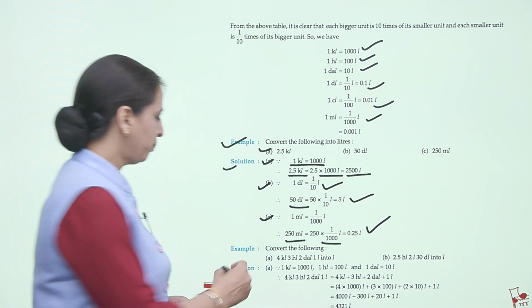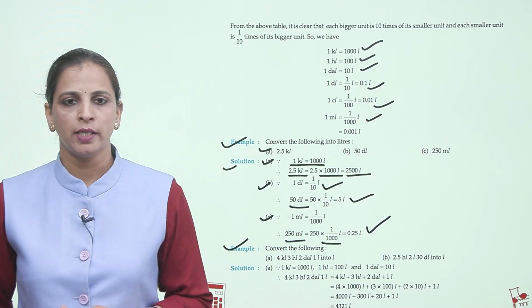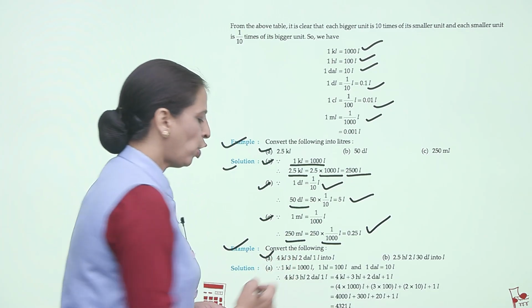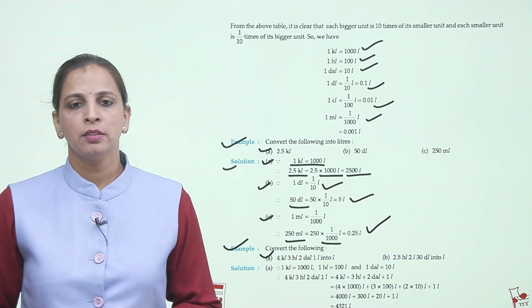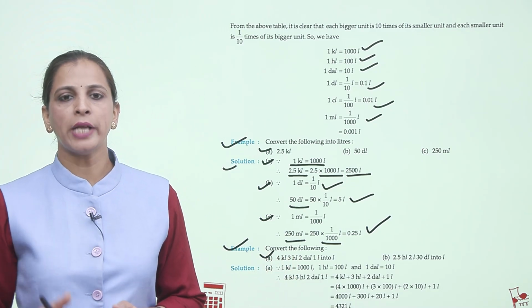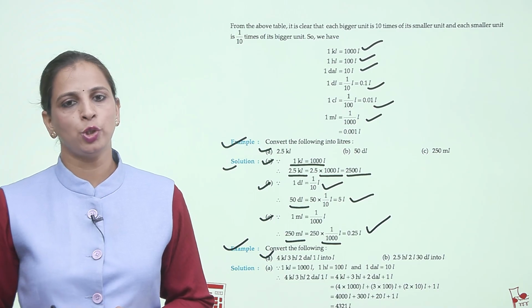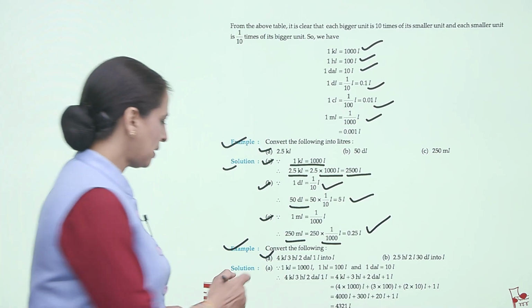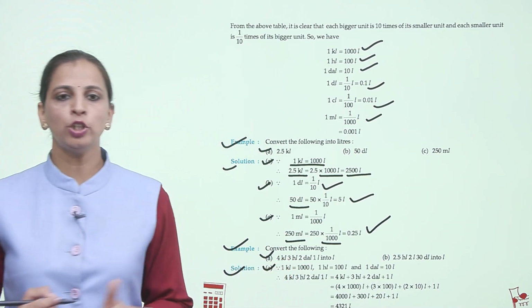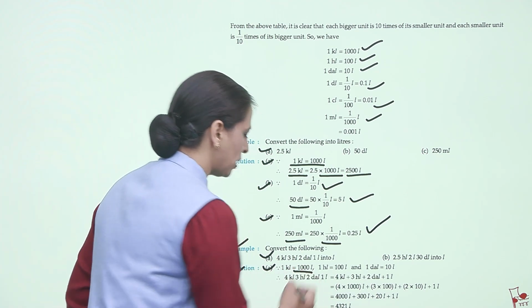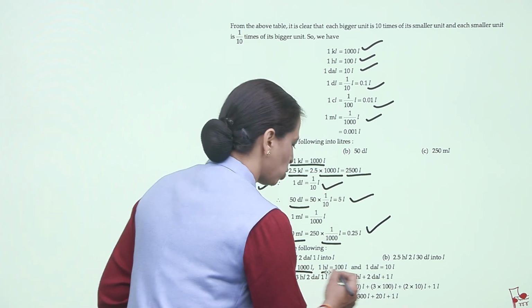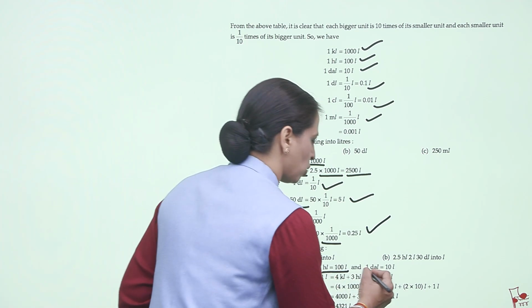Now next example, convert the following. A part 4 kiloliter, 3 hectoliter, 2 decaliter and 1 liter into liters. Let's solve this. A part, we know that 1 kiloliter is equal to 1000 liter, 1 hectoliter is equal to 100 liters and 1 decaliter is equal to 10 liters.